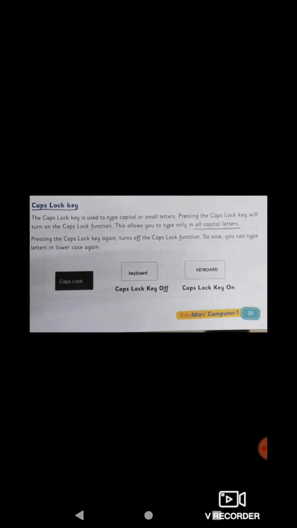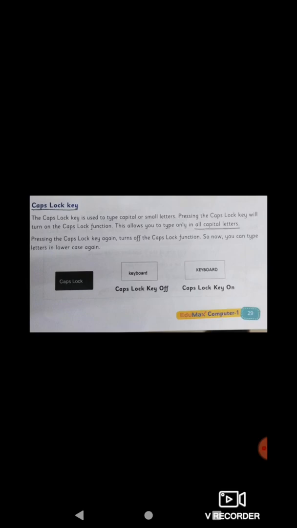So the caps lock key is used to type the letters in uppercase. Now the caps lock key, students, will only work for the letter keys or the alphabet keys. We can choose to type in small letters or in uppercase letters depending upon our requirement or the user.